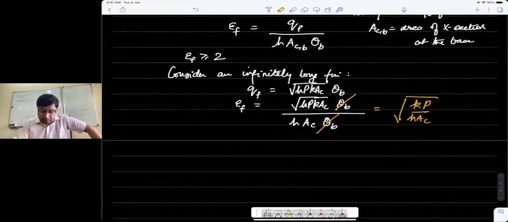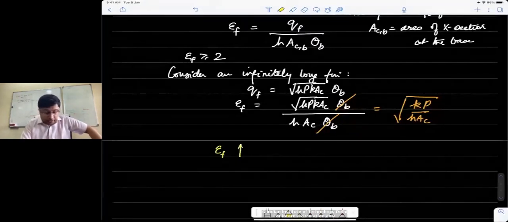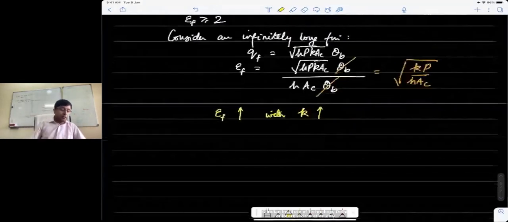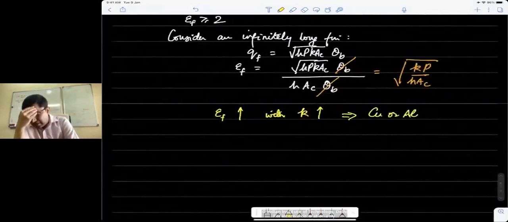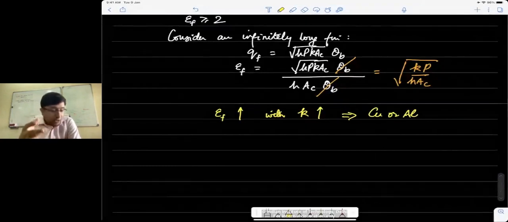Now, what does this tell us? And there's a reason why I'm doing this. What does this equation tell us about the effectiveness? One thing it tells us is that clearly epsilon f will be high if the conductivity is high, and this is the conductivity of the fin material. So this tells us to use high conductivity materials, which are typically copper or aluminum. So that will explain, when you look at these fins in the problems or the scenarios that I discussed today and even in the last lecture, everywhere you would see copper fins and aluminum fins.